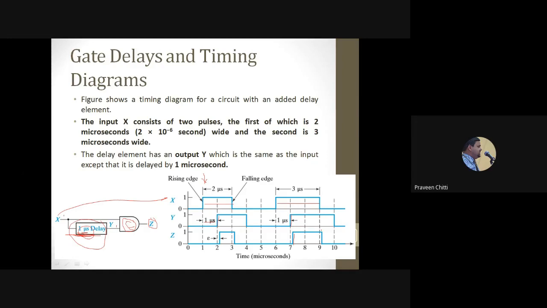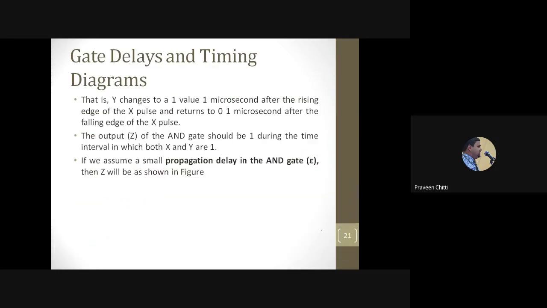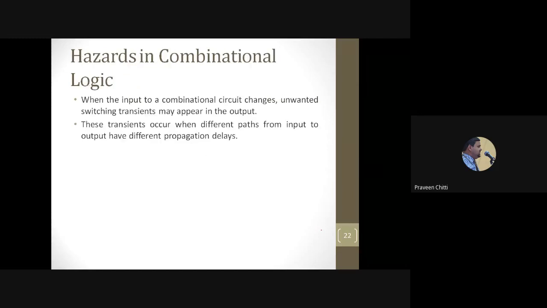Is that clear? All of you understood it? How we should draw the timing diagram? It is a very simple concept, but when gate delays are involved, you have to be very careful in drawing the timing diagrams properly. Is it clear? All of you understood it? Fine? Shall we go ahead? Whatever I have explained is given here.